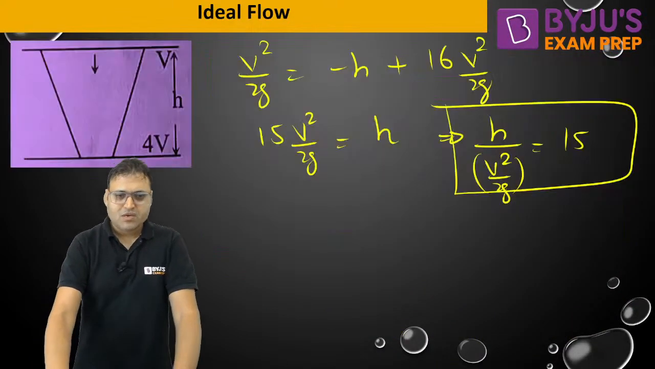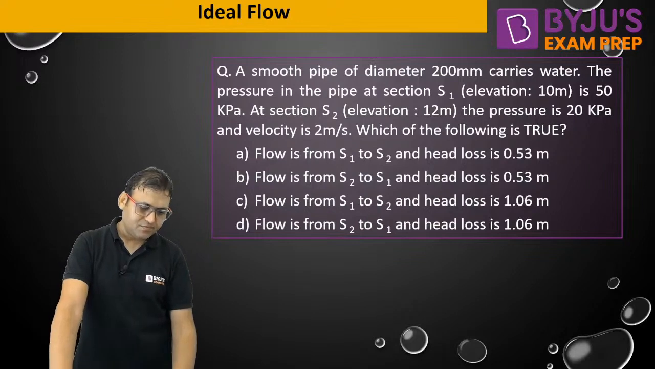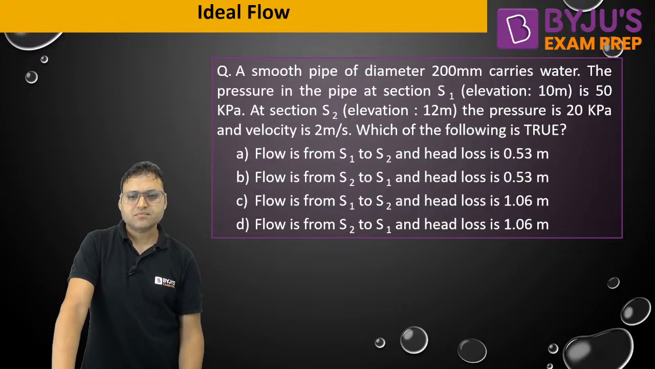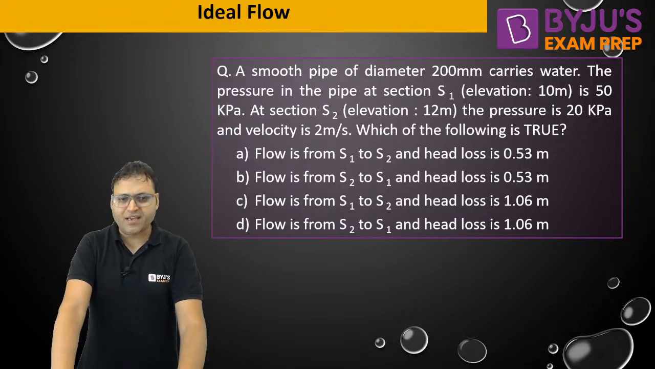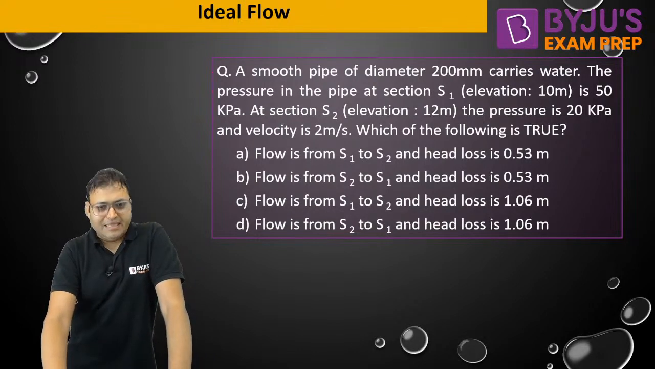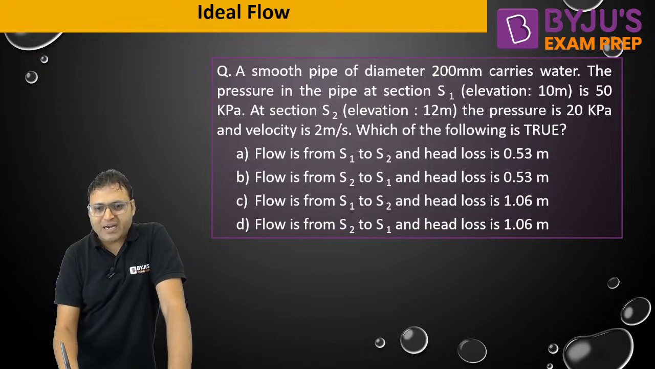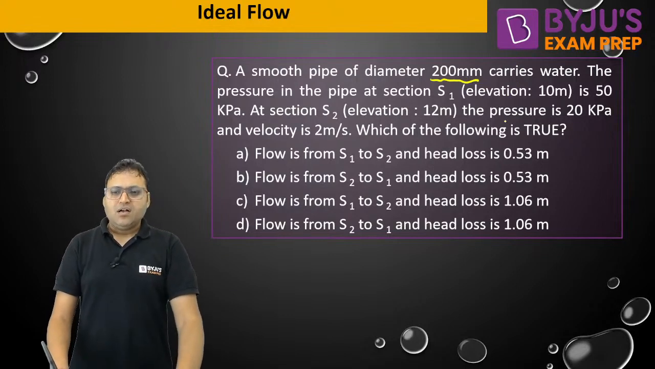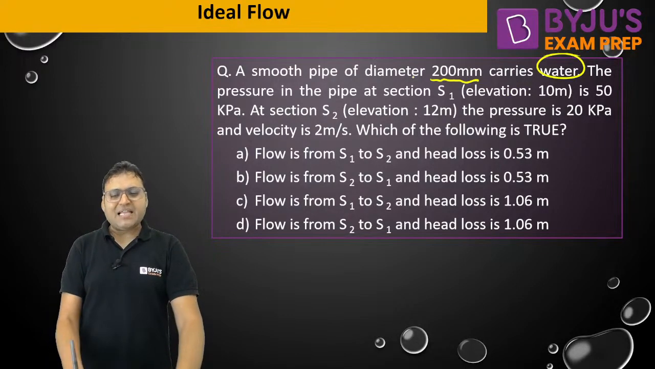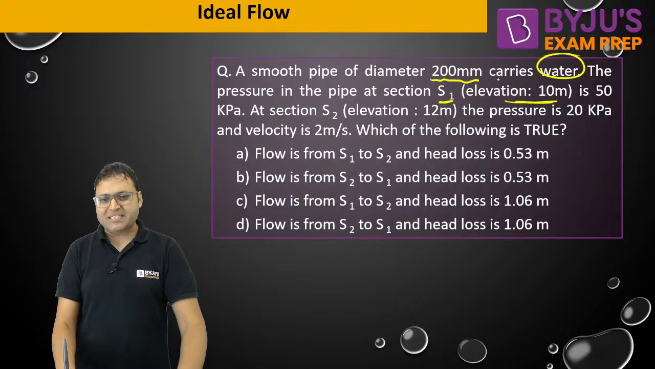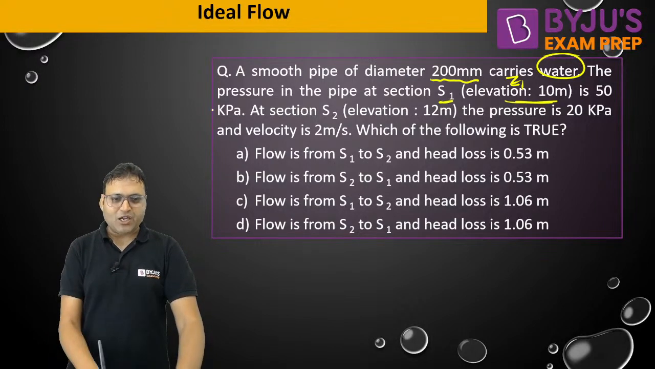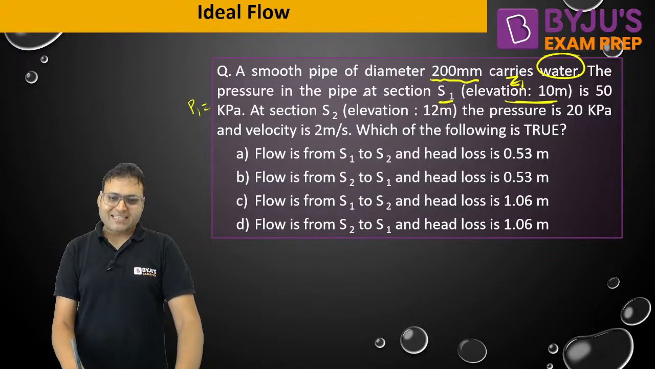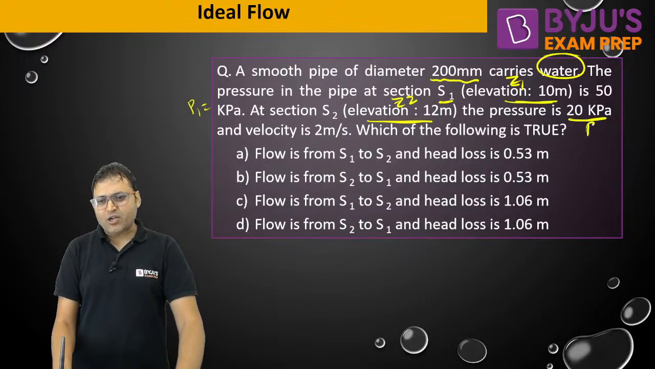Right? The next question, give it a try. The next question on your screen. There is a smooth pipe of diameter 200 mm, which carries water. The fluid is water. The pressure in the pipe at section S1, which has the elevation from the reference as 10 meter, that is Z1, is 50 kilopascal, that is P1. At section 2, elevation is 12 meter, that is Z2. The pressure is 20 kilopascal, that is P2.